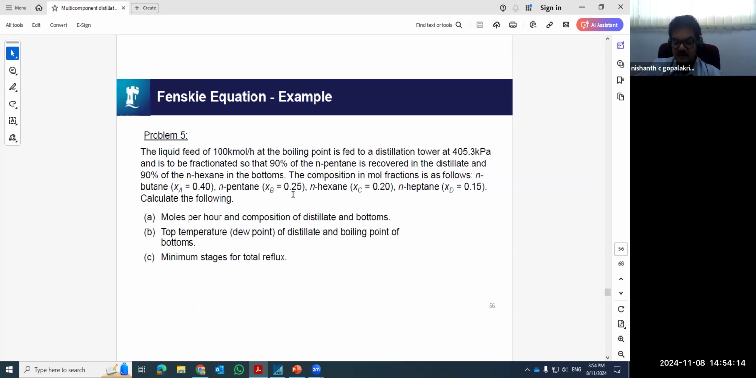Agree? Now, earlier we made this assumption that anything lighter than light key goes to the top, anything heavier than heavy key goes to the bottom. So once you apply those conditions, you can predict exactly what goes to the top and exactly what goes to the bottom. Once you get the flow rates of the things that go to the top and bottom, you can convert the flow rates into compositions, mole fractions. So can we do that?